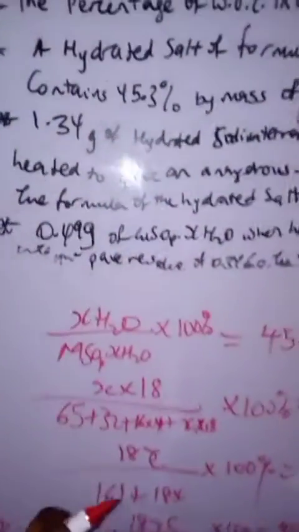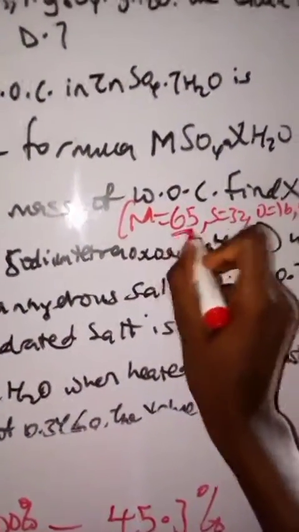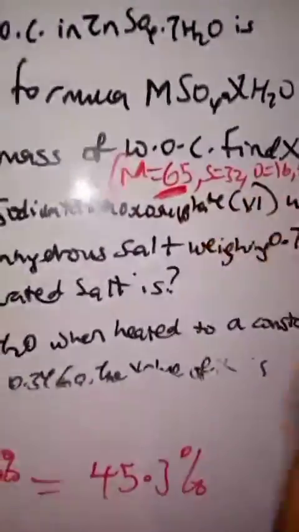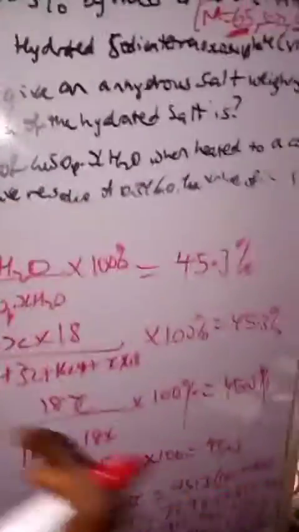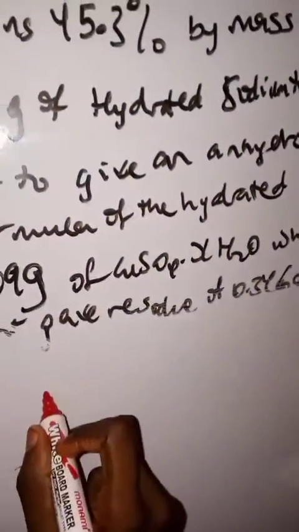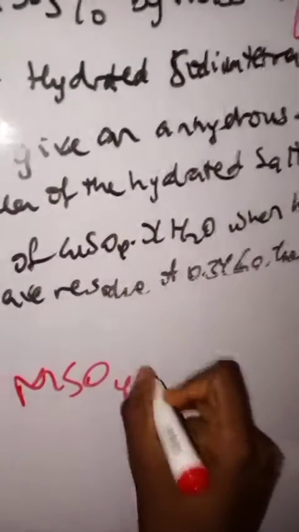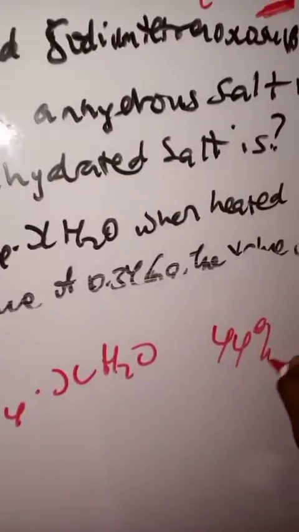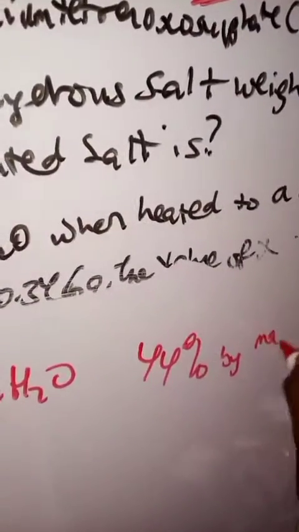So that's just the approach. Actually, the reason why we didn't get a perfect number is that there's a mistake in the question. This place should be 56, not 65. If we had used 56, we would have gotten a perfect answer, a whole number. But this is just the approach. Let me give you one more question like this. Let's say a hydrated salt MSO4.XH2O contains 44% by mass of the water of crystallization.